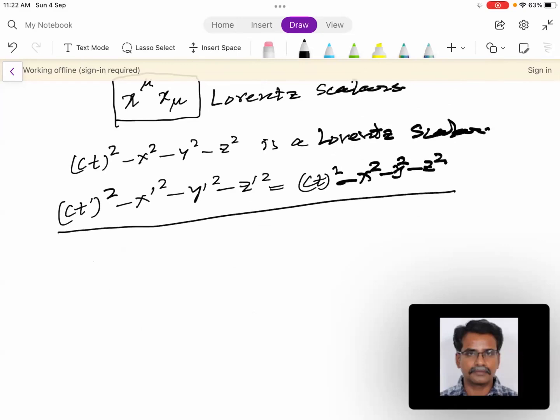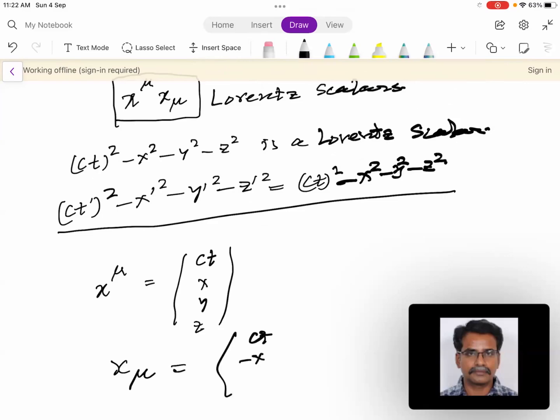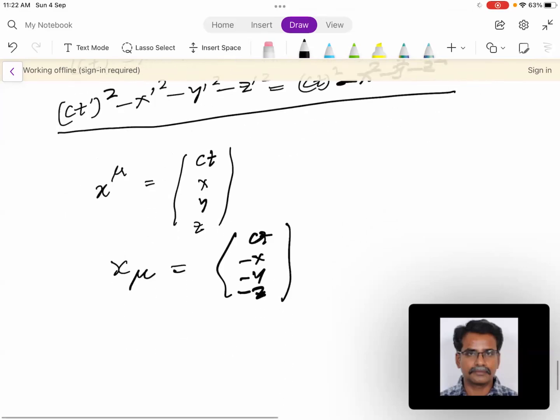So if you say that your x mu is a vector like this, Ct x y z, right? And what should be your x mu with the index lowered? That should be equal to Ct minus x minus y minus z. So that x mu x mu will be a Lorentz scalar like this.